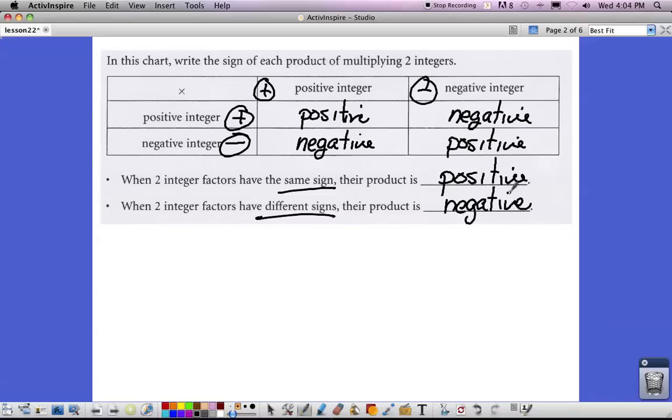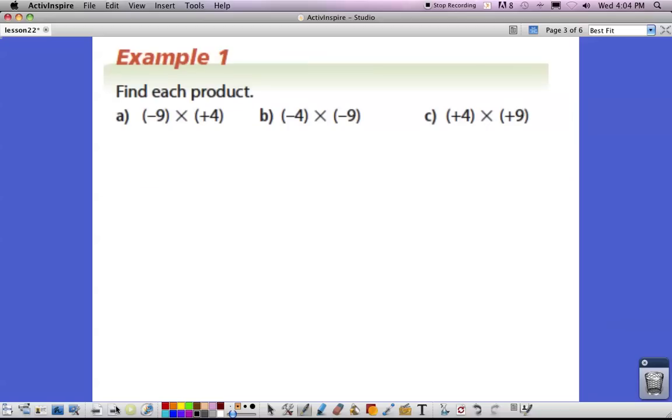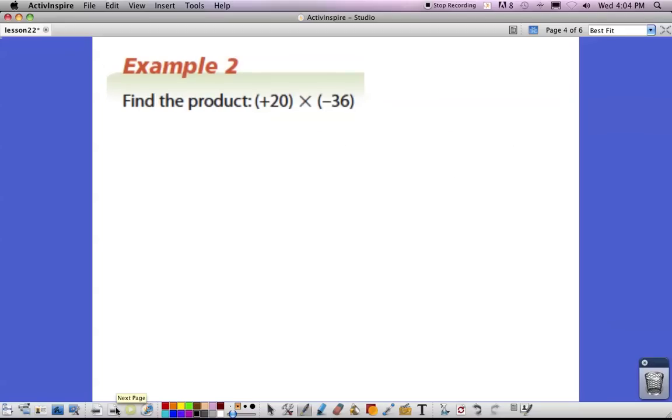No number lines, no tiles to use. So, different signs, 9 times 4 is 36, since they're different, it's negative. Same, so 36 and positive. Same, 4 times 9 is 36, positive. Pretty straightforward. What happens if you've got big numbers?